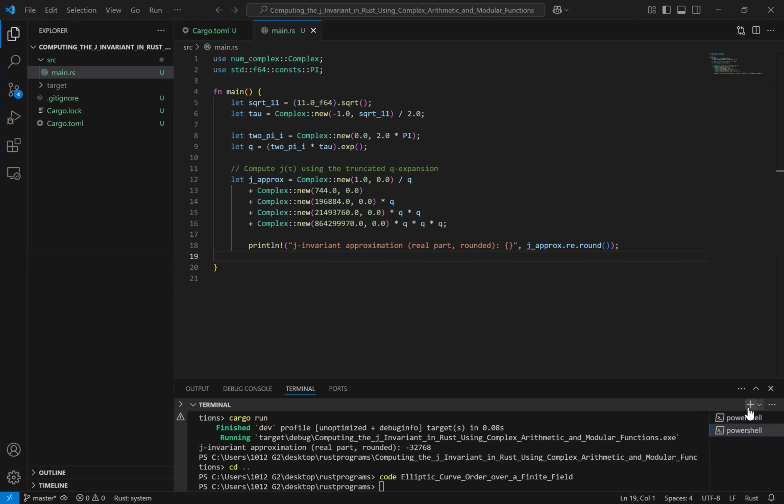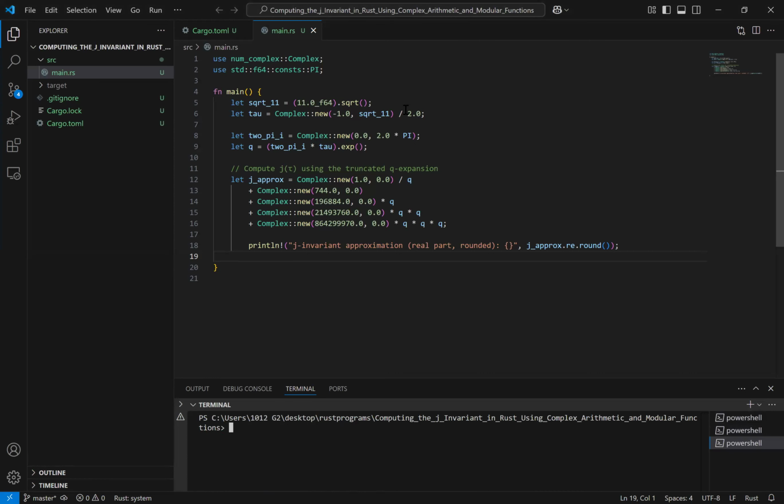Okay. So this is my code. It's a very short code. In fact, what I've just told it is that I want to get the square root of 11. I'm doing it using F64, the square root of 11. Then there is tau complex, -1, and the square root of 11 divided by 2. That's the formula that we had.